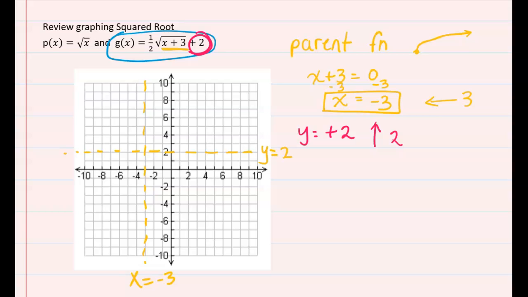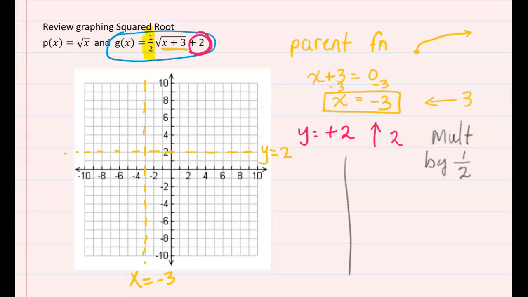Let's take a look at any multipliers we might have, and we can see we have a vertical compression, so we do have a multiplier of 1/2. So we've got to keep that in mind. So I'm going to write that down. We have a multiplier of 1/2. So what does that mean to us?